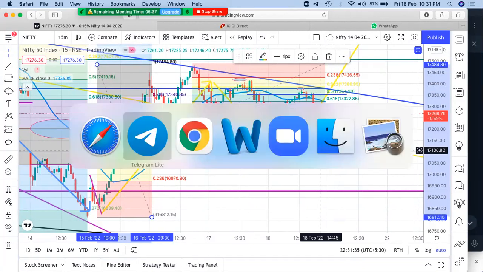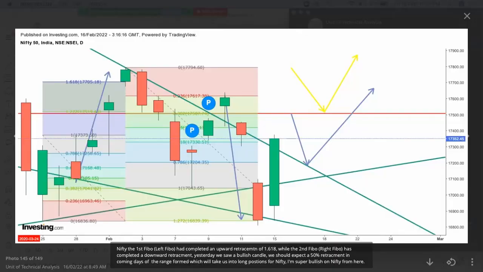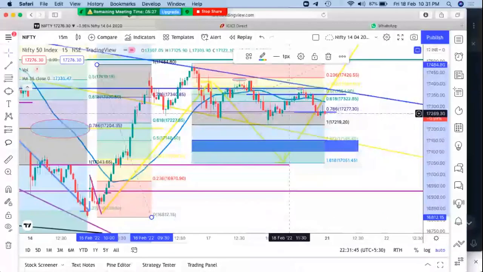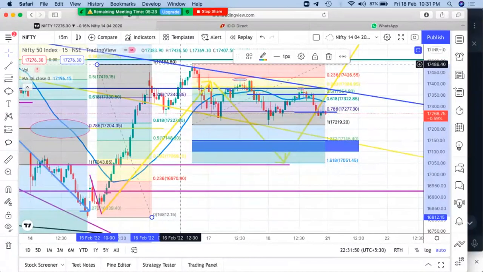And probably I have just talked about this in the group also. I did inform that, okay, fine, it should probably be coming down from these levels. And these levels were 17,500. And if you see the levels, or probably the reversals which were there, this was 17,484, right? And this happened on 16 February 145.